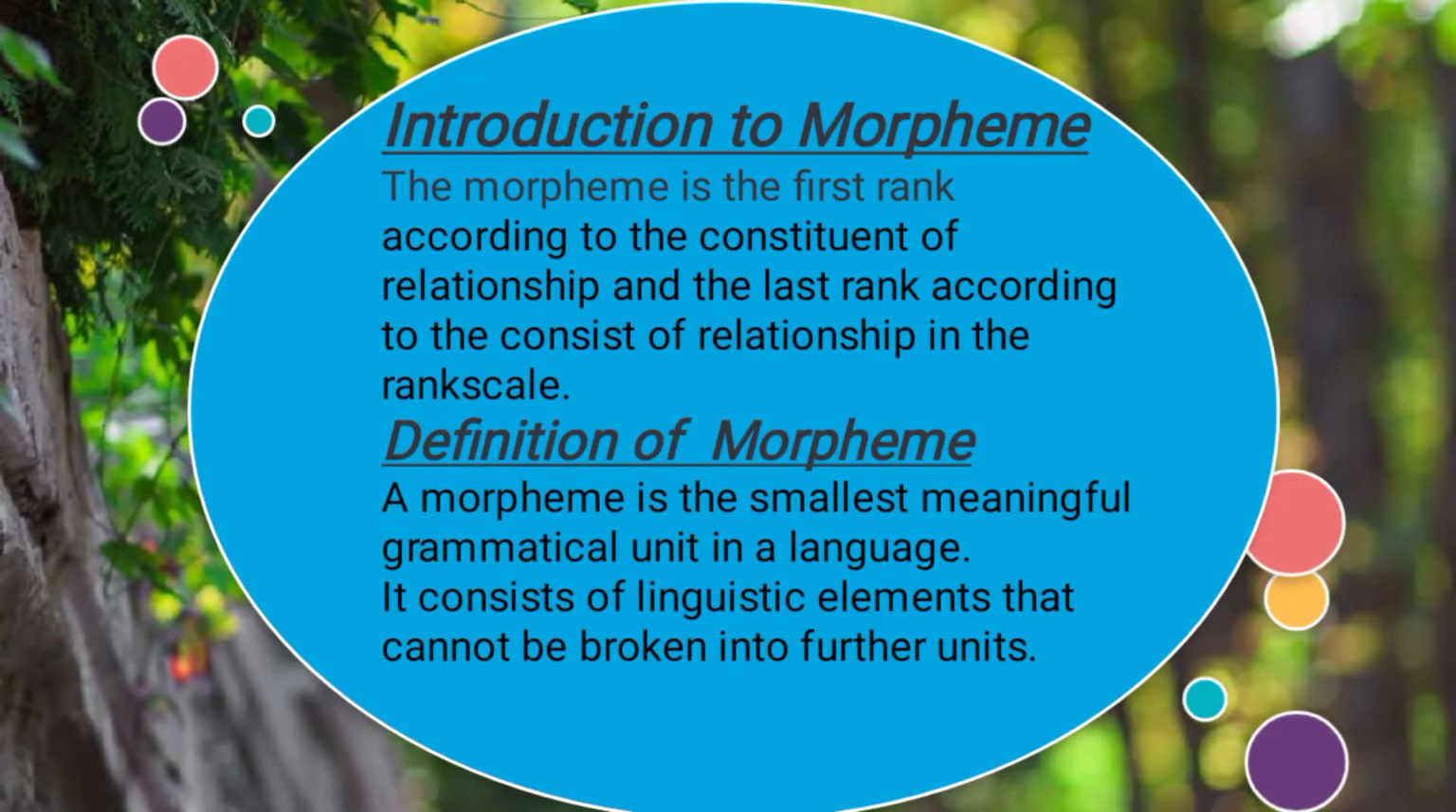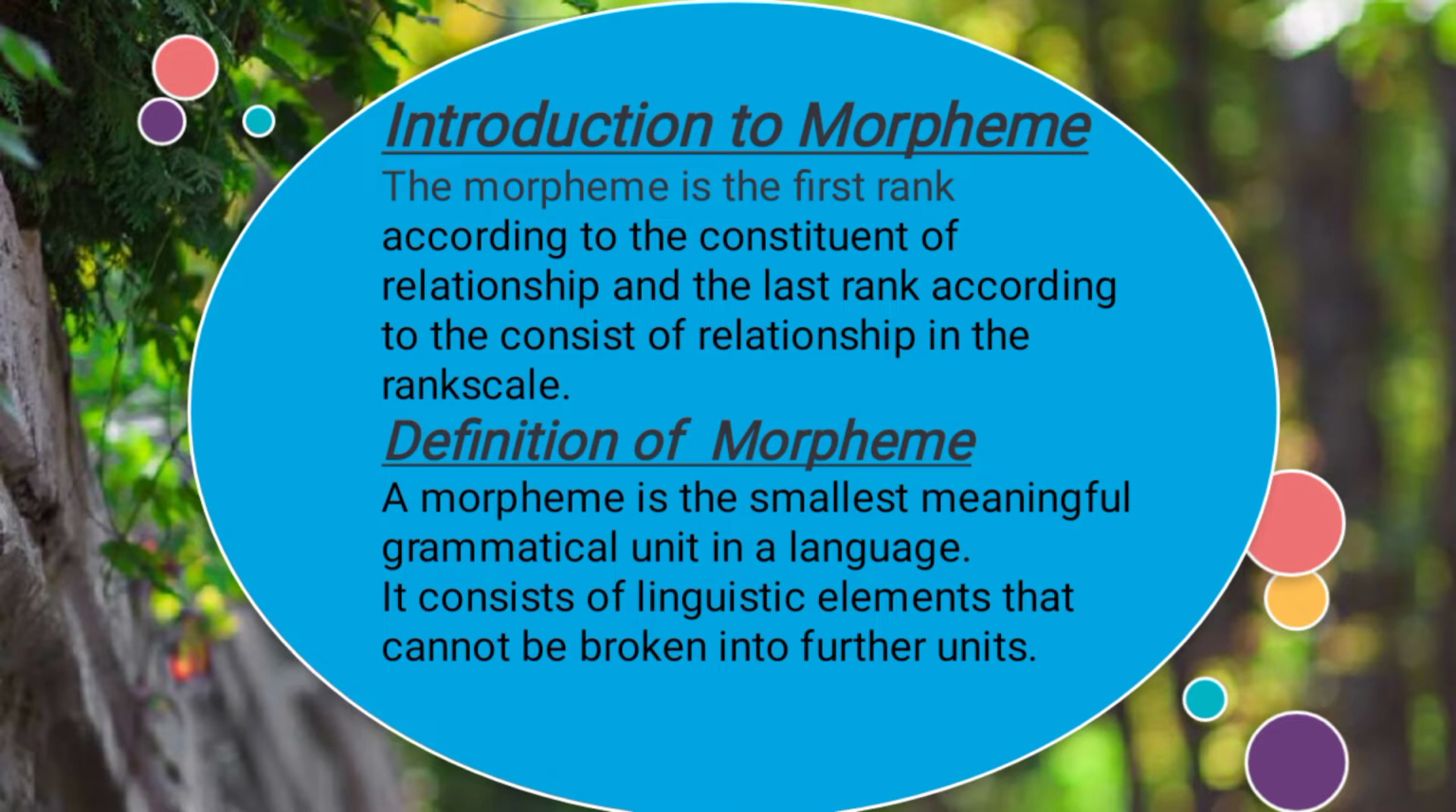Introduction to morpheme. The morpheme is the first rank according to the constituent relationship and the last rank according to the consist-of relationship in the rank scale. In our previous lesson, we learned that rank scale is the hierarchical arrangement of grammatical units from the highest to the lowest or from the lowest to the highest. And we got to know that morpheme is the least among the grammatical units. The grammatical units are 5. These are sentence, clause, phrase, word, and morpheme.